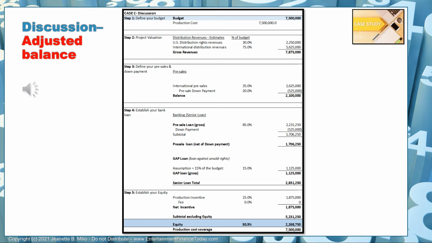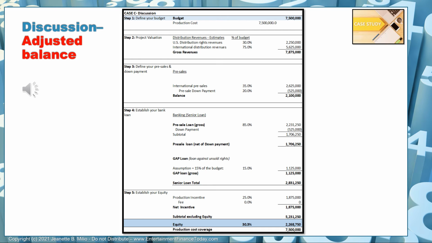Now in this situation, not like before where the bank gave us a loan of 100% of all the pre-sales, they are discounting the value to 85%. So what happens here is that of the $2,625,000 pre-sale deals that we have concluded, the bank will cash flow 85%, which comes to $2,231,250.